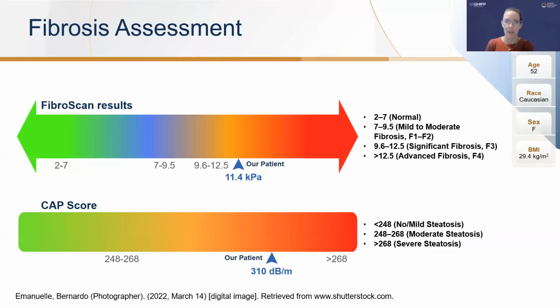So she has a fibrosis assessment. Likely this is something you're going to be ordering in this visit and then following up with the patient about. So we see her KPA is elevated, her CAP scores are elevated, showing us that she's got significant fibrosis of F3, and her CAP scores are elevated, showing moderate steatosis.